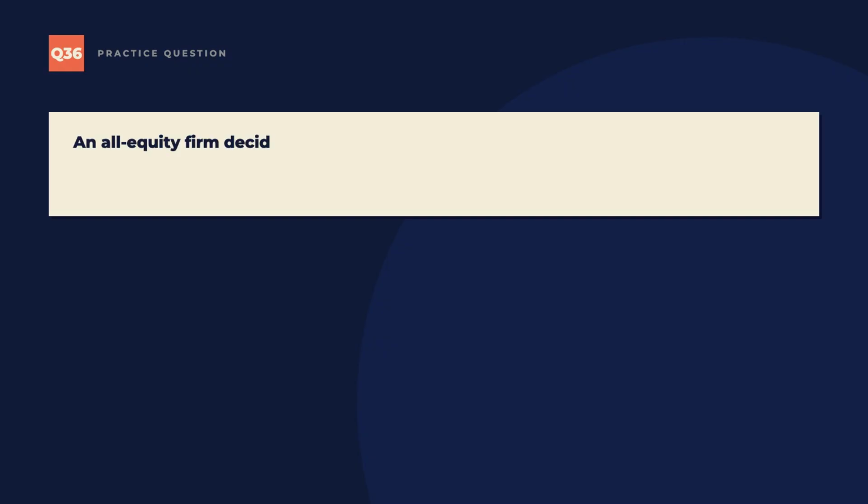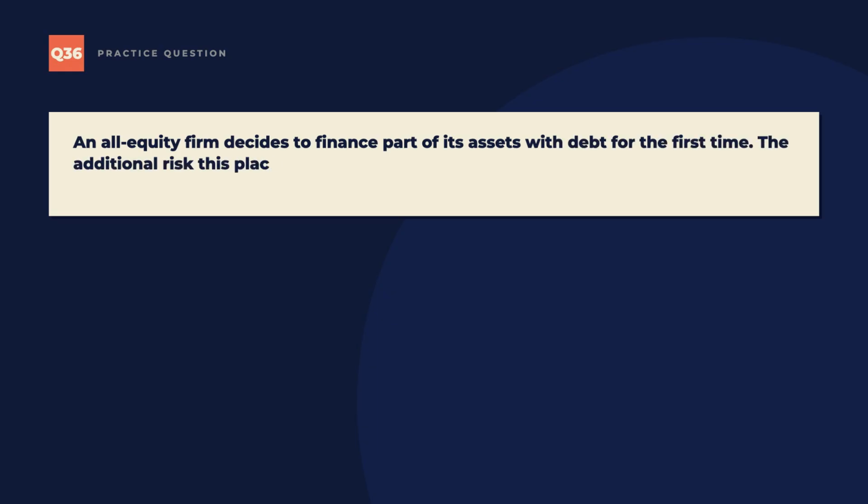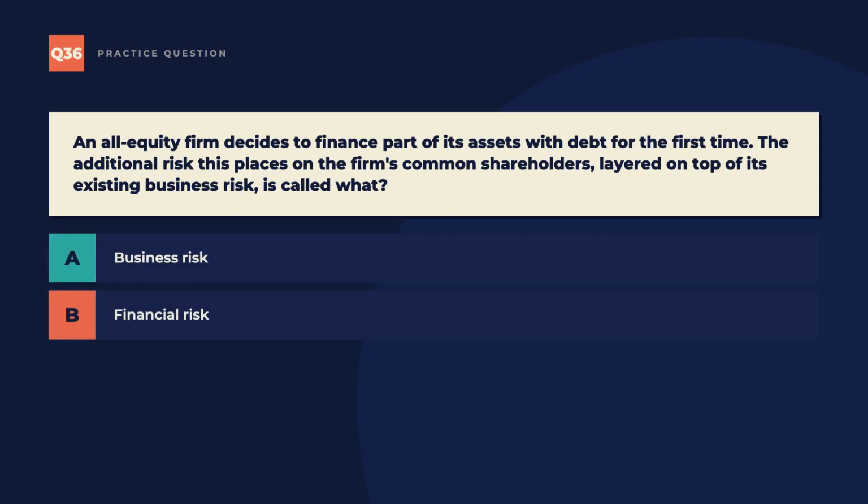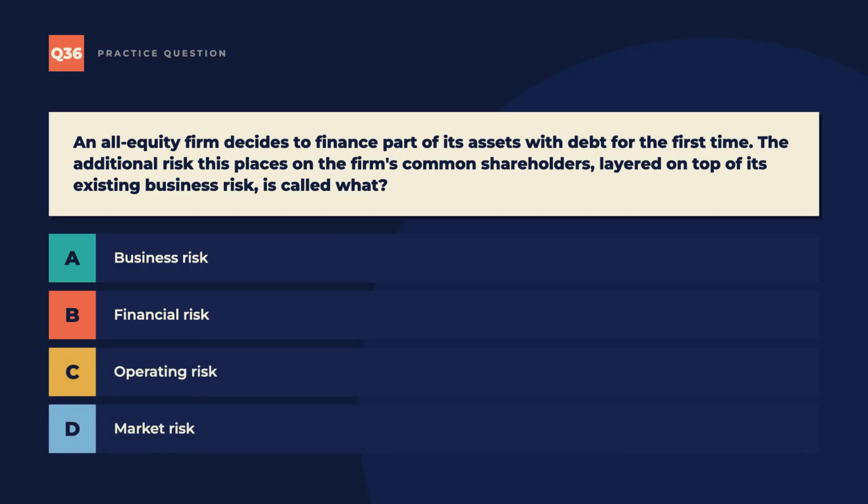Question 36. An all-equity firm decides to finance part of its assets with debt for the first time. The additional risk this places on the firm's common shareholders, layered on top of its existing business risk, is called what? Your options are A. Business risk, B. Financial risk, C. Operating risk, D. Market risk. What's your answer? Commit to one before I continue.